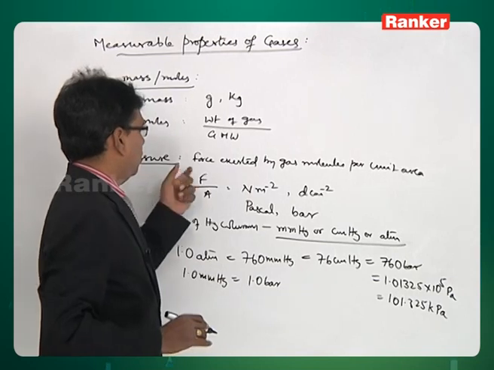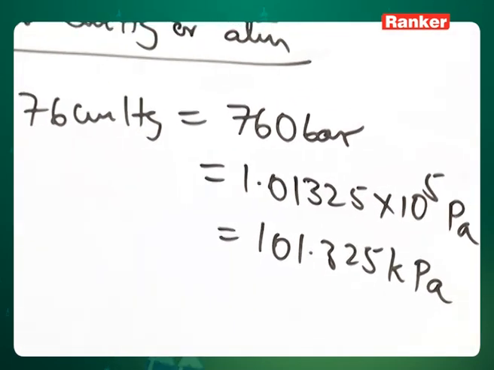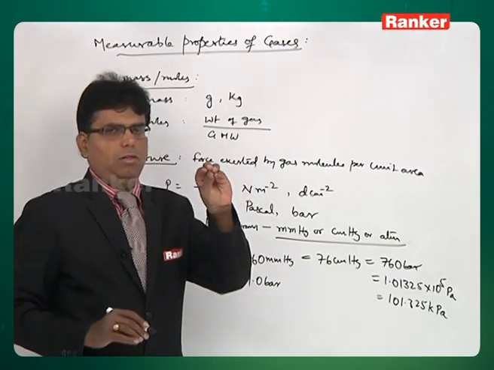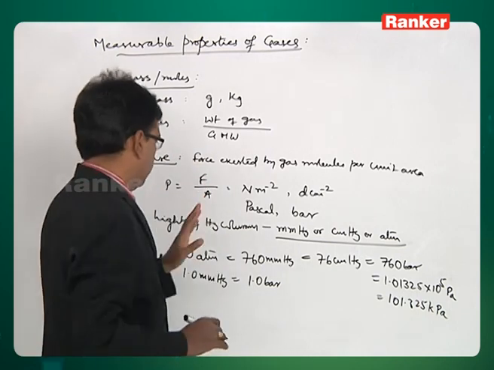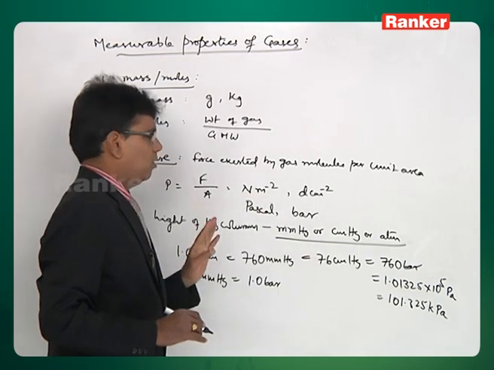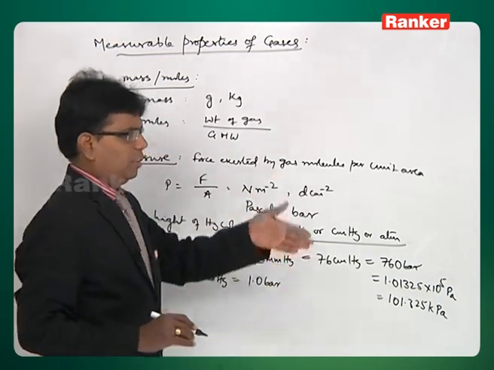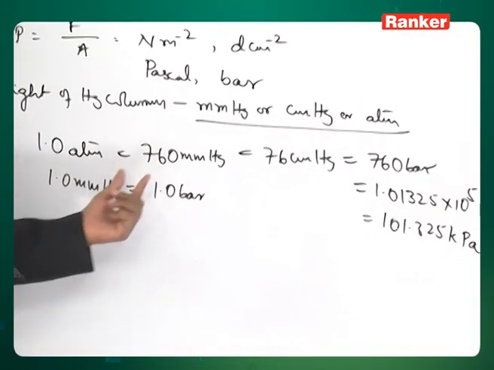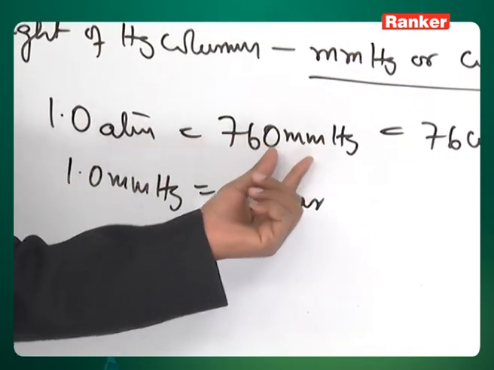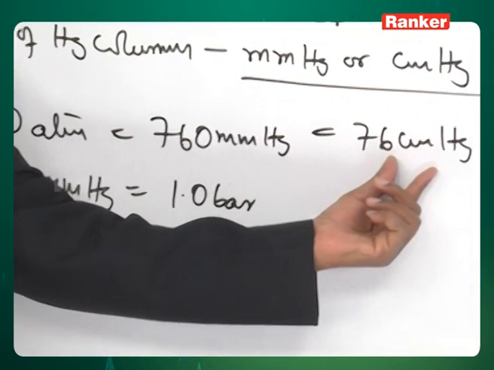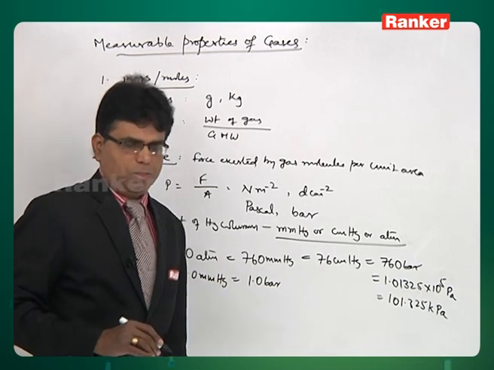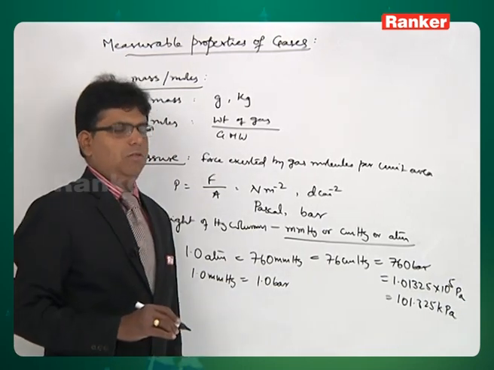This is about the pressure. Pressure is nothing but the force exerted by gas molecules per unit area on the vessel in which it is taken, and it has different units. It is usually measured in terms of height of mercury column, in an atmosphere. One atmosphere is 760 mm of mercury column, 76 centimeters, or 101.325 kilopascal. These are the units in which the pressure is measured.